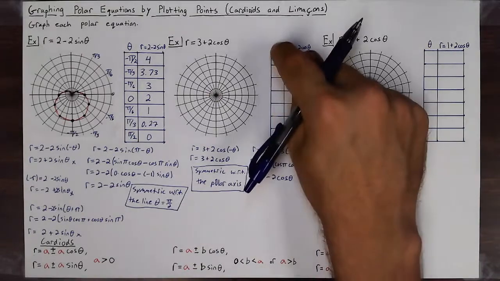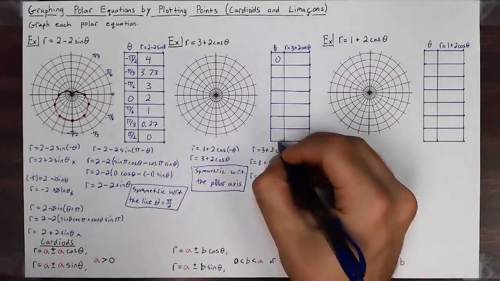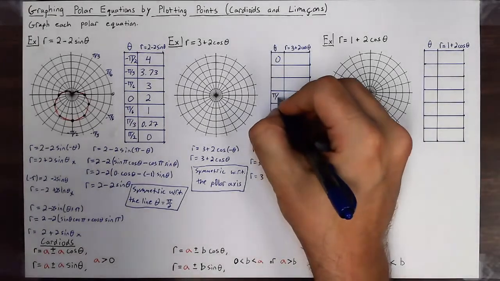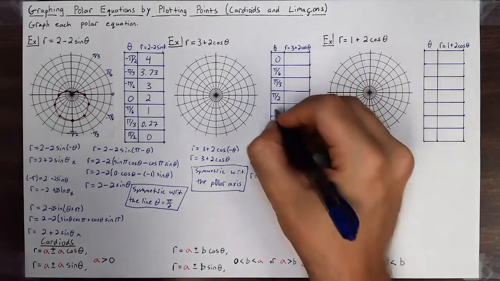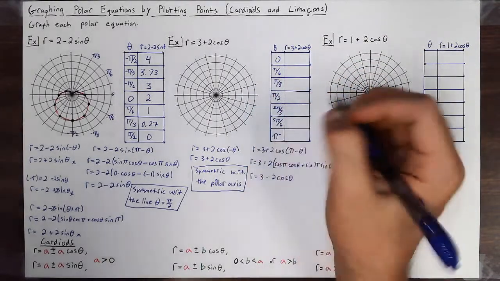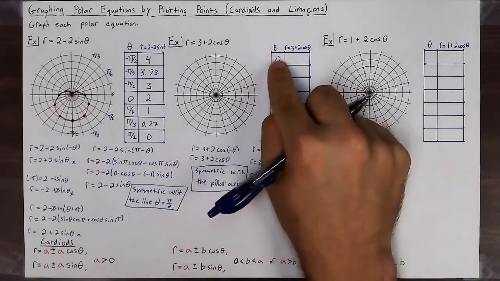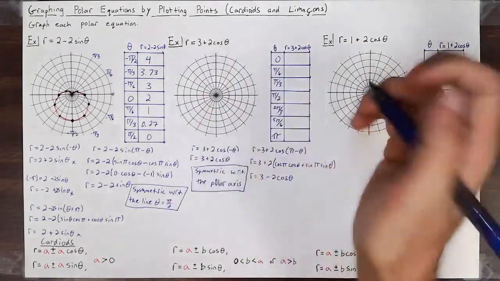So the polar axis means it's going to reflect across here. So I'm going to pick angles between 0 and pi to make this one work out. And right in the middle is pi over 2. And then I'll use pi over 6, pi over 3, and then 2 pi over 3, and 5 pi over 6 to get enough angles to graph this. So first plug in 0. Cosine of 0 is 1. So I'll get 3 plus 2, which is 5.